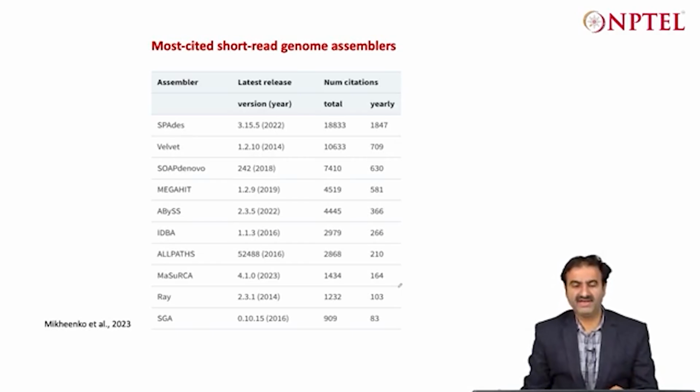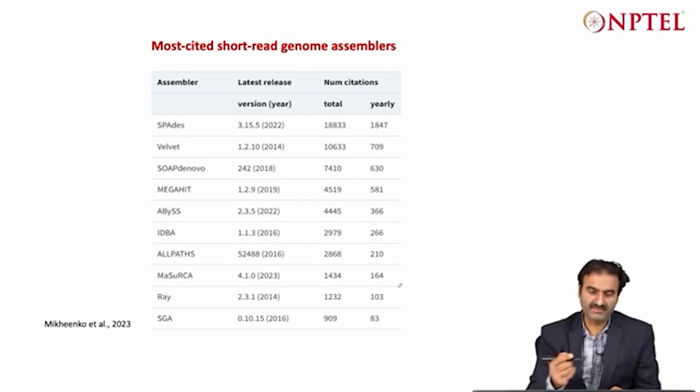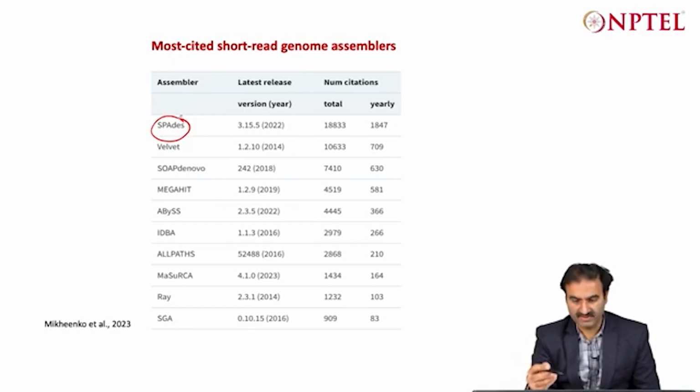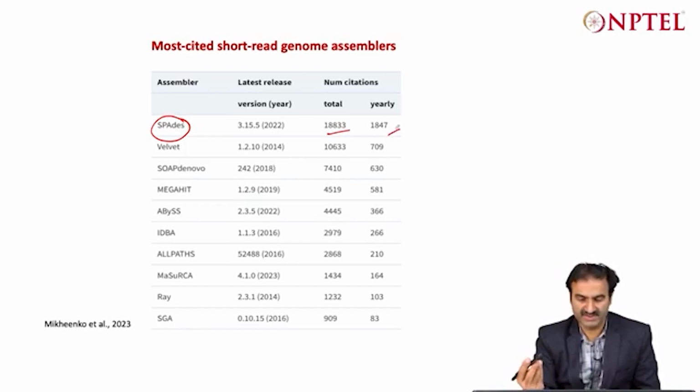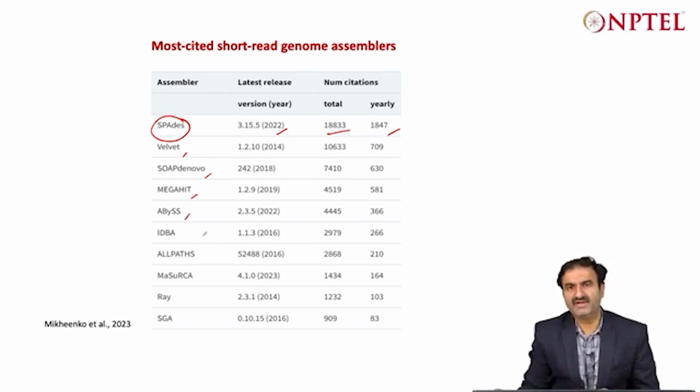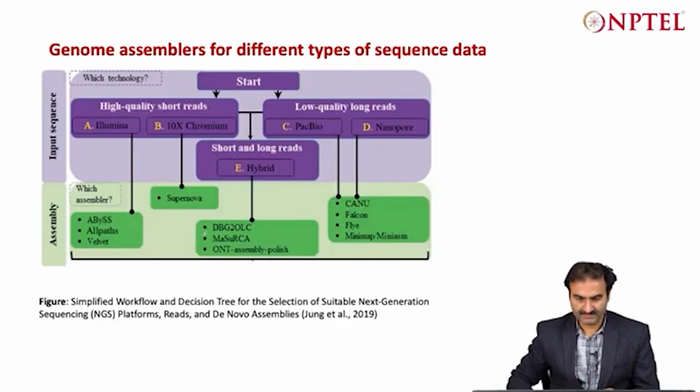And these are the various short read assemblers that are available. The most common one is SPAdes, which has so many citations. 18,000 people have used it and cited it in their papers, and yearly almost 2,000 publications, followed by several other previously published tools. And this is perhaps one of the latest ones, which is now used, and all have their own advantages, but SPAdes generally does well for short read assembly.